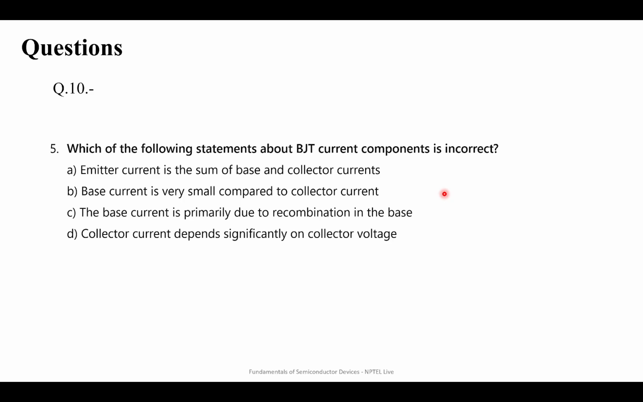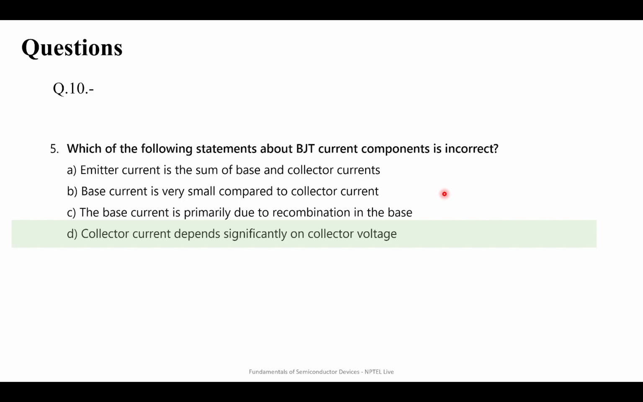Which of the following statements about BJT current components is incorrect? Emitter current is the sum of base and collector currents. Base current is very small compared to collector current. Base current is primarily due to recombination in the base. Collector current depends significantly on collector voltage. Which of these is incorrect? C, sir. So the answer to this is actually D. Collector current depends significantly on collector voltage.